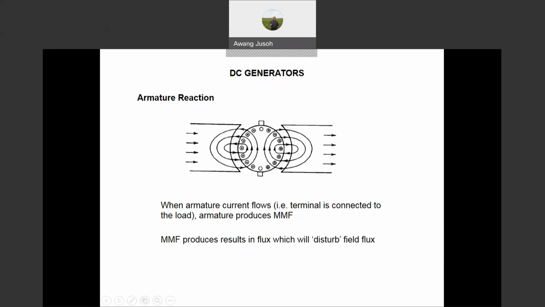When current flows in the armature circuit, that is, when we load the generator, this flux, MMFA, will disturb the main flux. You can see on the top there, in one part they oppose each other: here the armature flux opposes the main flux. In the other part, they assist each other: the armature flux assists the main flux because they are in the same direction.